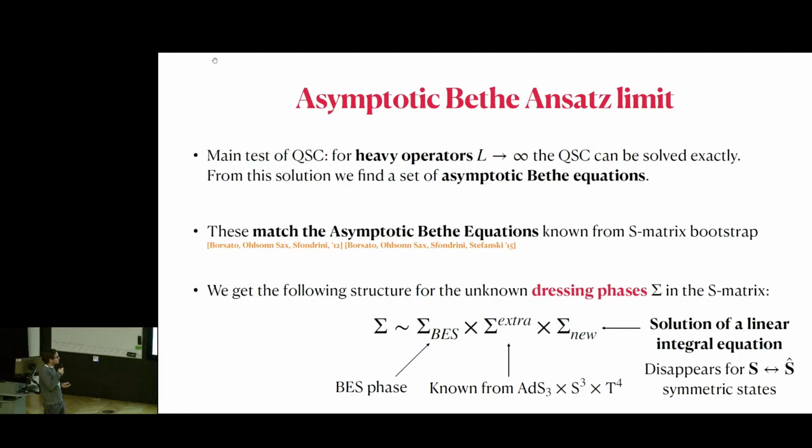By doing this, we also get some prediction for the dressing phases of the S-matrix, which are still not fixed. In particular, the structure we seem to find is the following. These dressing phases are composed of a BES phase, which is the same as N=4 super Yang-Mills, a piece which we call sigma extra, which was already found in the other AdS₃ model and contains these famous logarithmic branch cuts, and a new piece. Unfortunately, we do not yet have an analytic expression for this sigma nu. We only know it's given in terms of a solution of a linear integral equation. But we also know it disappears for some very symmetric states, where in particular these spinor and anti-spinor Q functions are the same.